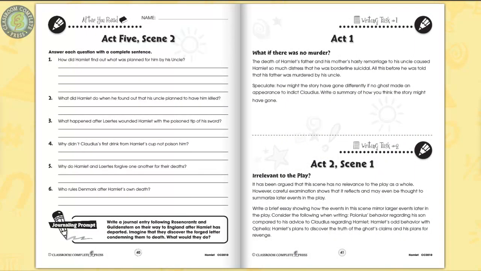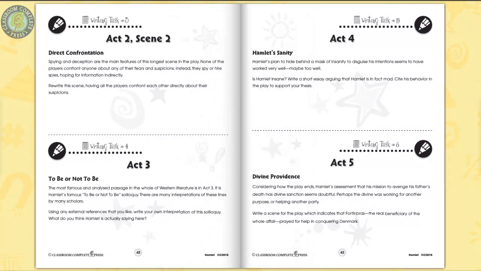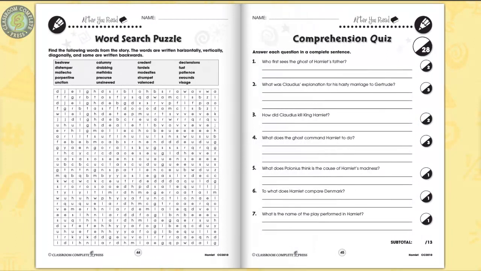6 additional writing tasks follow. Supplement an existing unit with in-depth writing tasks, such as writing your own interpretation of Hamlet's famous to be or not to be soliloquy. A word search puzzle and comprehension quiz ends the unit.